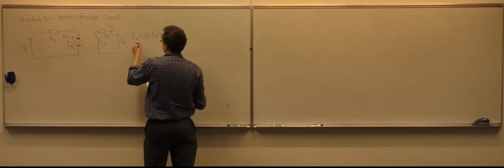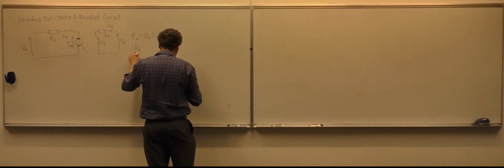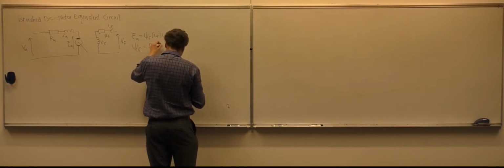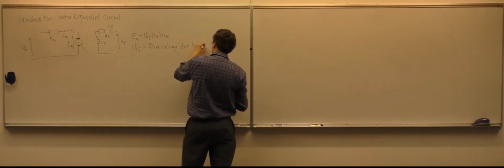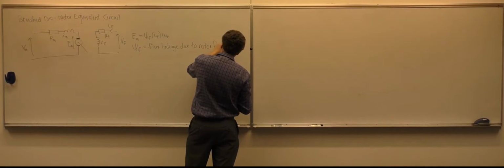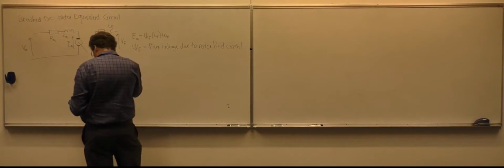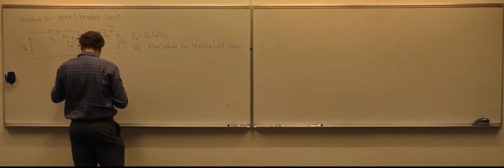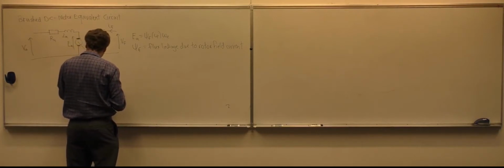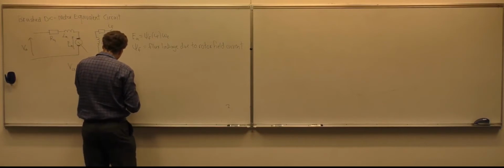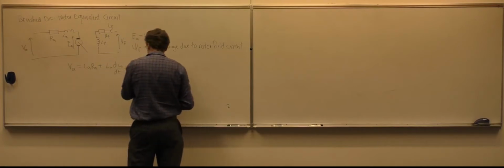So this psi f is the flux linkage due to rotor field current. Okay, and so we'd have VA equal to IA RA plus LA dIA/dt plus EA, like that. I'll call that equation 1.